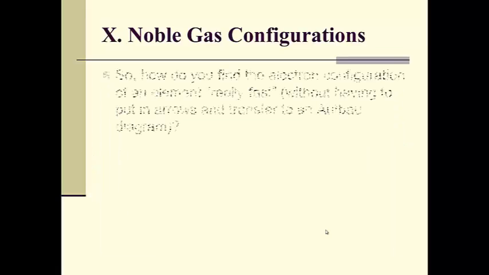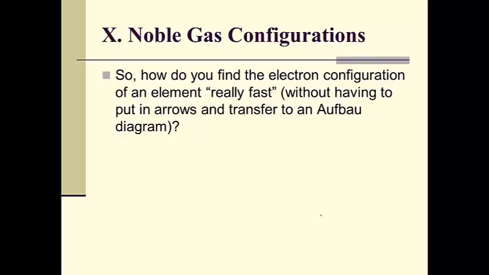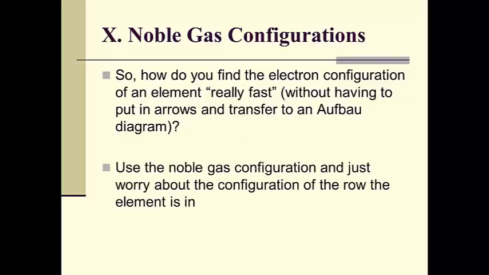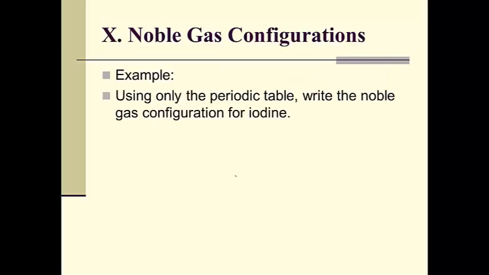So how do you do it really fast? How can I just look at the periodic table and rattle off an electron configuration without doing anything else? It's really simple. You can also use the noble gas configuration and just worry about the configuration of the last row that the element is in. So, using only the periodic table, write the electron configuration for iodine. You can pause the video, write it out, and see if you get it done, and come back and check.